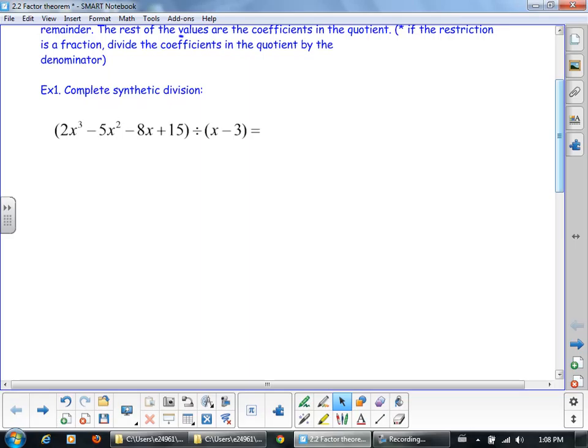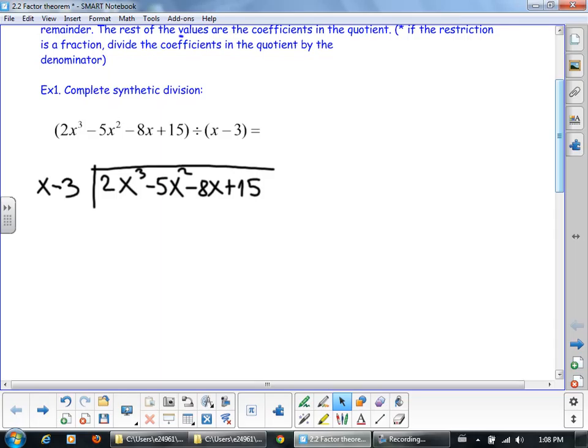So first thing we're going to do is set it up. 2x to the power 3 minus 5x squared minus 8x plus 15, and we're going to divide that by x minus 3. If you remember from the last time you watched this, you ask yourself, how many times does x go into 2x to the power 3?